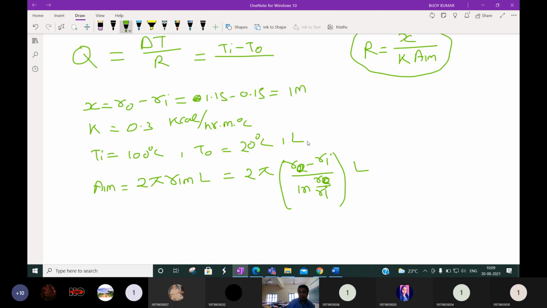What is the value of L? It is given as 1 meter. So we have to find, it will be 2 pi into R0, where R0 is 1.15, minus 0.15, by ln of 1.15 by 0.15, into the L value, which is 1. Okay, what is the ALM value? Please tell me the answer.